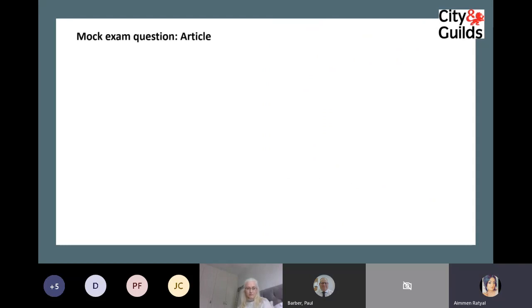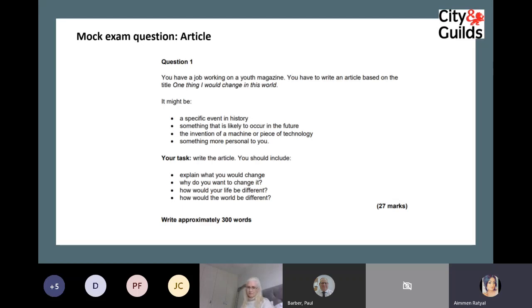So, rounding it off, I have put two exam style questions. These are actually from City and Guilds and the new reforms. So you've got an article question: you have a job working on a youth magazine, and you have to write an article based on the title, "One Thing I'd Change in This World". A specific event in history is something that you could include, something that is likely to occur in the future, the invention of a machine or piece of technology, or something more personal to you. At the top, it says "it might be", so you don't have to necessarily use those points, but if you're stuck, by all means, you can. And then your task is to write an article. You can include: explain what you would change, why you want to change it, how your life would be better, and how the world would be different, in approximately 300 words. This is a 27 mark exam.